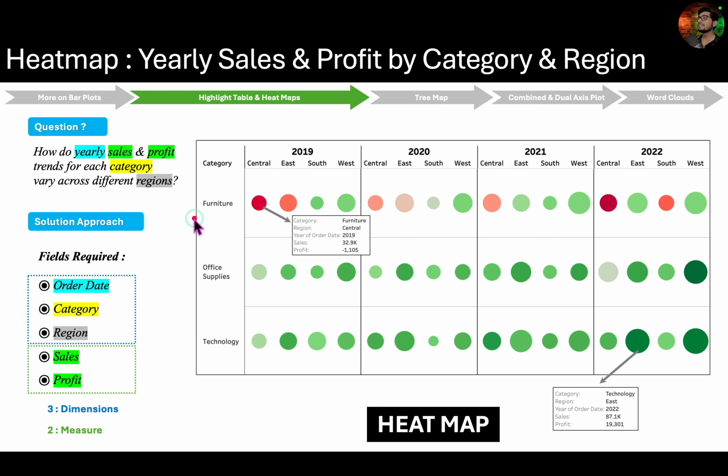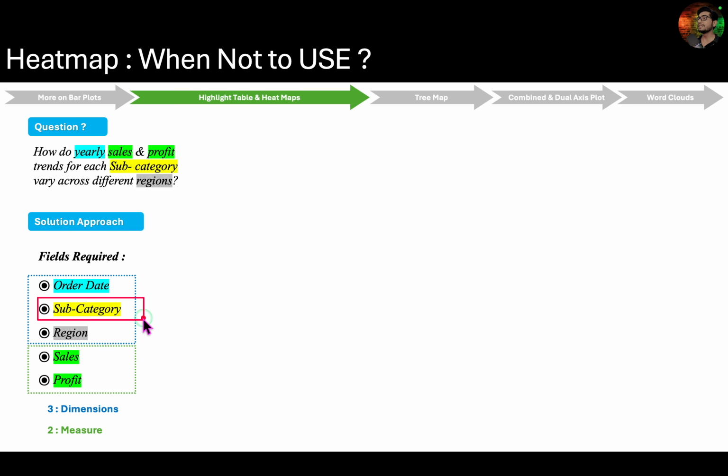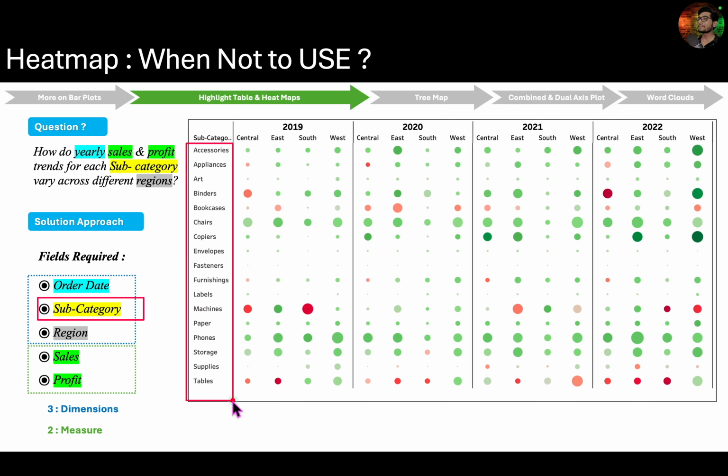But now, imagine instead of using this category field, which has 3 major product categories, what if we substitute category by the subcategory field, which contains 17 unique subcategories, such as accessories, appliances, art, and so on till tables. Suddenly, the cardinality of this chart increases significantly, and as a result, this visualization becomes cluttered, and it gets much harder to quickly draw meaningful conclusions about sales, which is based on circle size, and profit, which is based on color. So the clarity and simplicity that made this heat map effective begin to fade away.